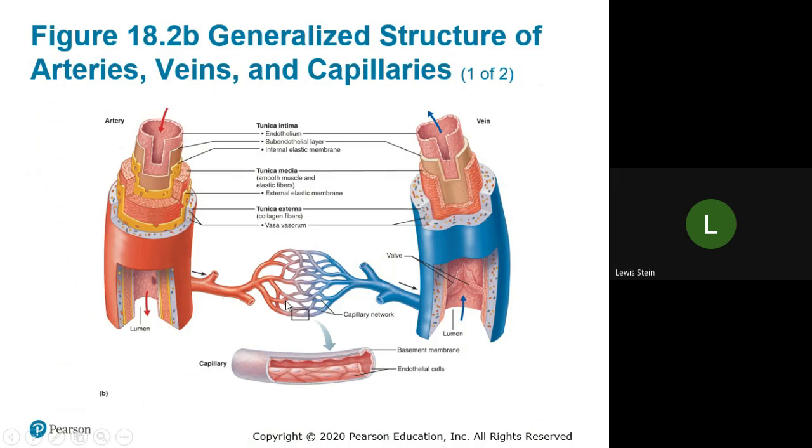Then they proceed to get smaller, and this is a classic look at a typical capillary network or capillary bed. If you look closely at the illustration, typically there's some kind of basement membrane, some type of proteinaceous structure. And other than that, it's individual simple squamous cells.